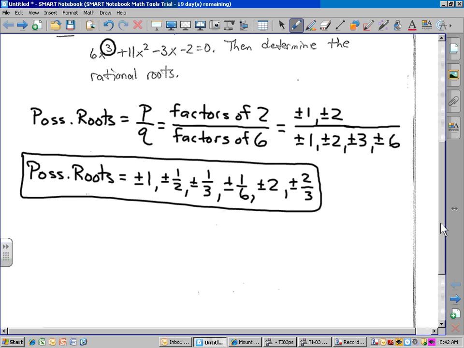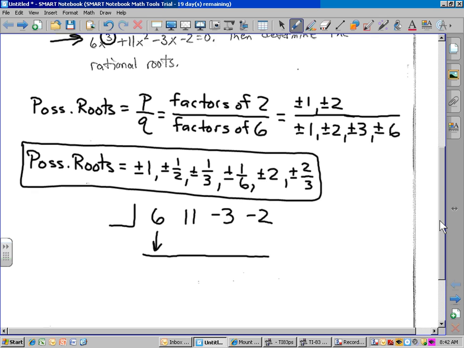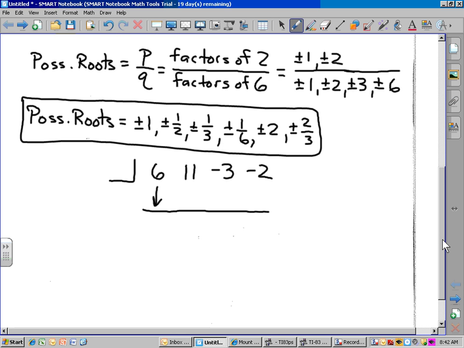So let's set up our synthetic grid. 6, 11, -3, and -2. Again, those are the coefficients from our formula up here. And we just try all the possibilities. We may go through all 12 of these and find that none of them work. Okay? There is a way to do this with the graphing calculator to know which roots work. Okay? There is a way to do that.